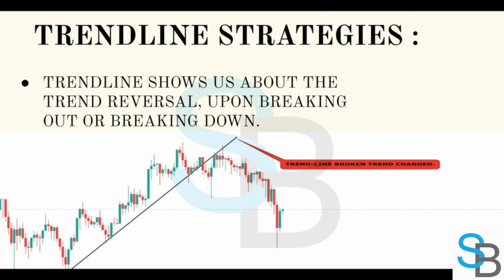Now trend line strategies. A trend line shows us the trend reversal upon breaking out or breaking down. As you can see, this is an uptrend. The price is getting tapped each time and then bouncing back. Whenever the trend line gets broken, it indicates a trend reversal. And as you can see, the price dropped all the way down. The price was in an uptrend, the trend line got broken, retested, and now is heading towards the downside. So a trend line shows us the trend reversal.